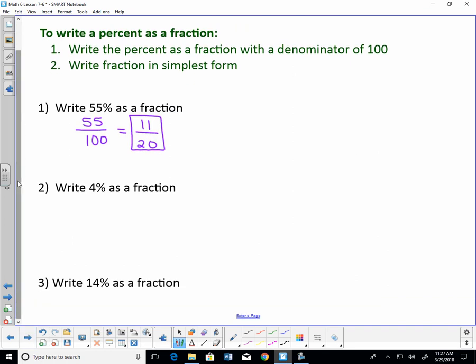4% as a fraction. Write the 4 over 100 because that's what percent means. I know that 100 is divisible by 4 and 4 is divisible by 4. So if I divide both of these by 4, I get 1/25. Okay, so 4 100ths is 1/25, which is also 4%.